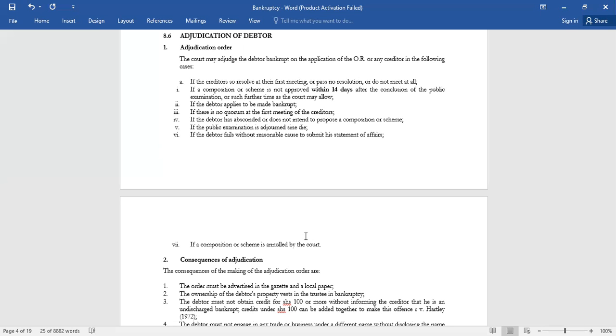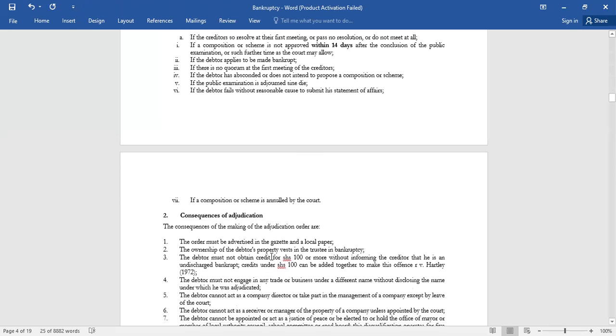Now, consequences of adjudication, or consequences of the judgment. The consequences of the making of the adjudication order are as follows. The order must be advertised in the Gazette, at whose cost? The debtor's cost. The ownership of the debtor's property vests in the trustee in bankruptcy. So after we declare you bankrupt, our special orders will come on the trustee, and he should now go ahead and administer to ensure that the creditors get their hard-earned debt.